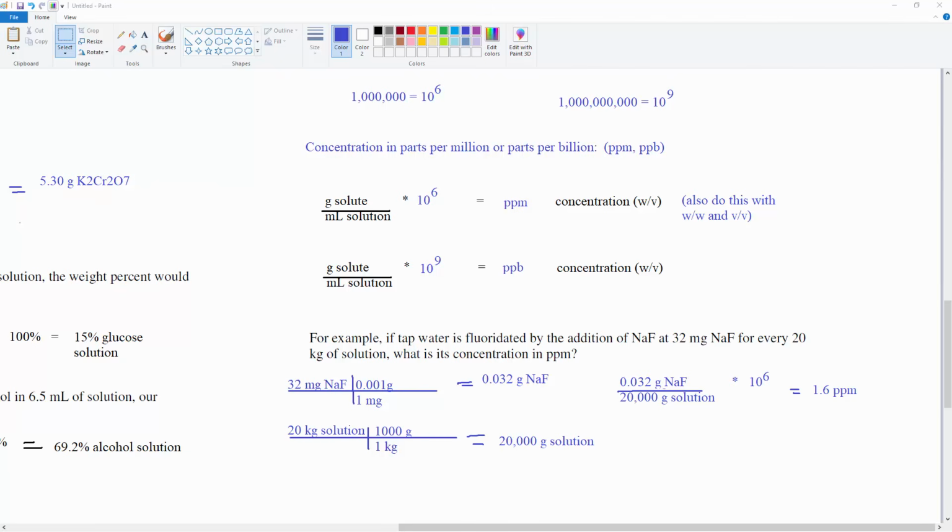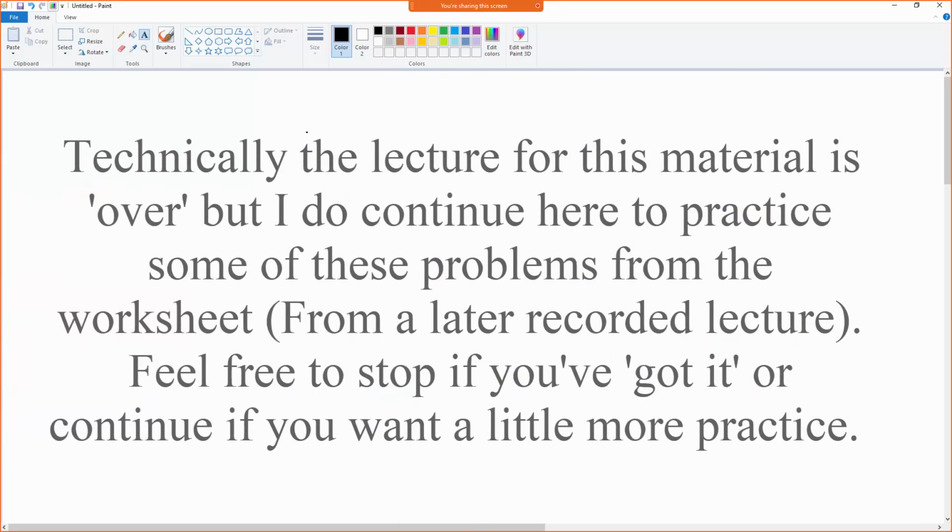So section 6 on your worksheet looks at parts per million, parts per billion, mass and molarity. Okay, I'll let you guys go, but that's everything on your first in-class activity sheet.